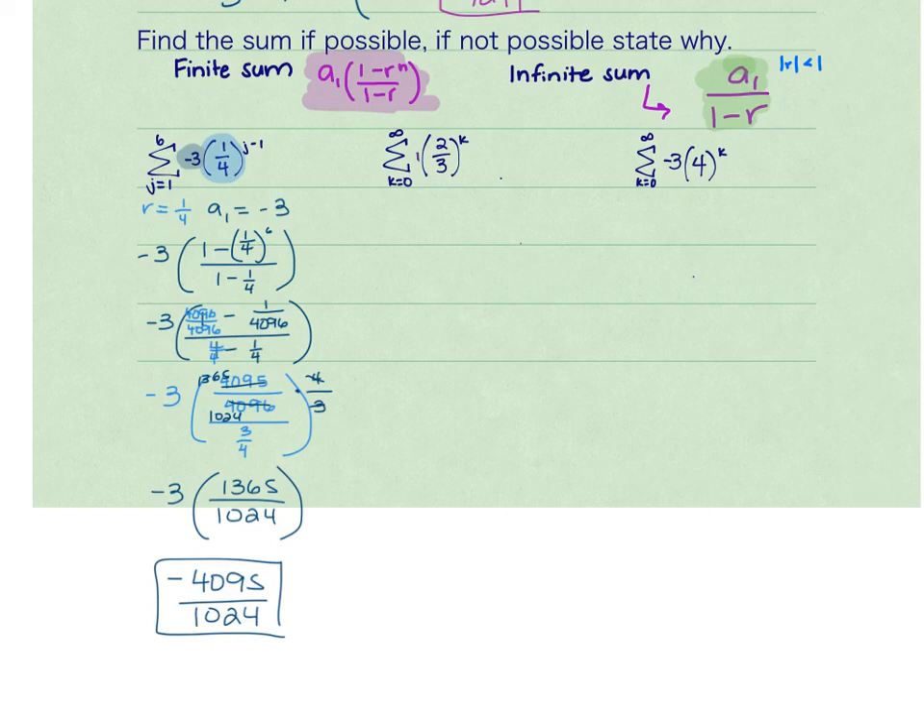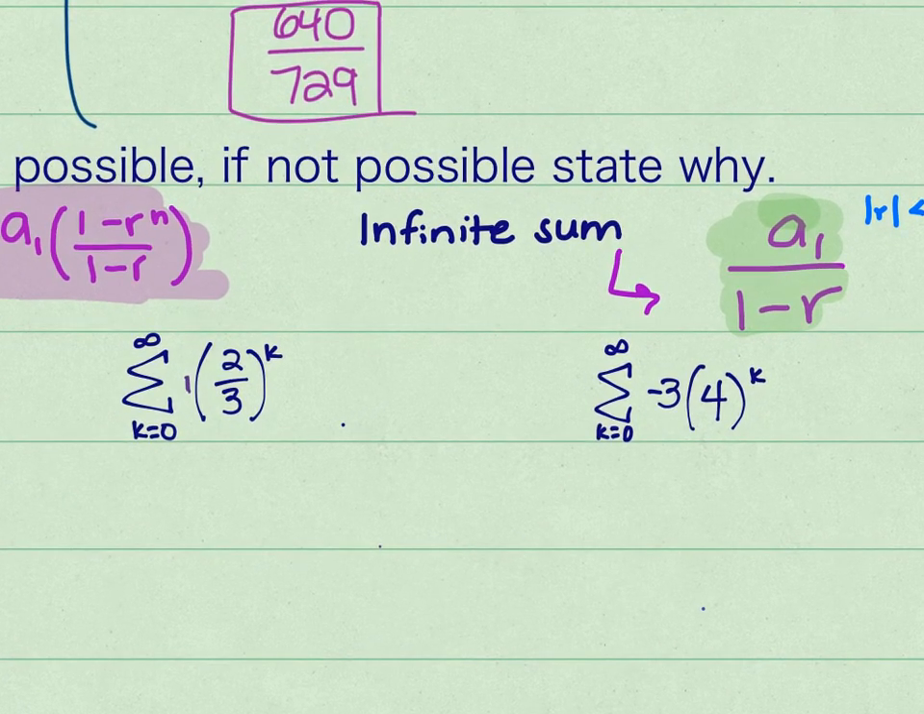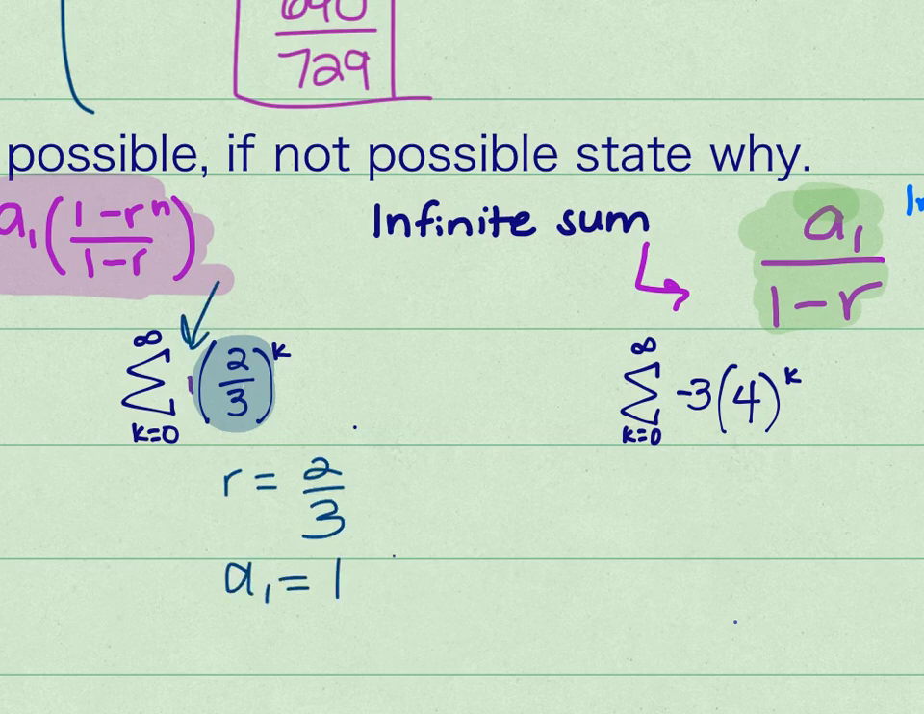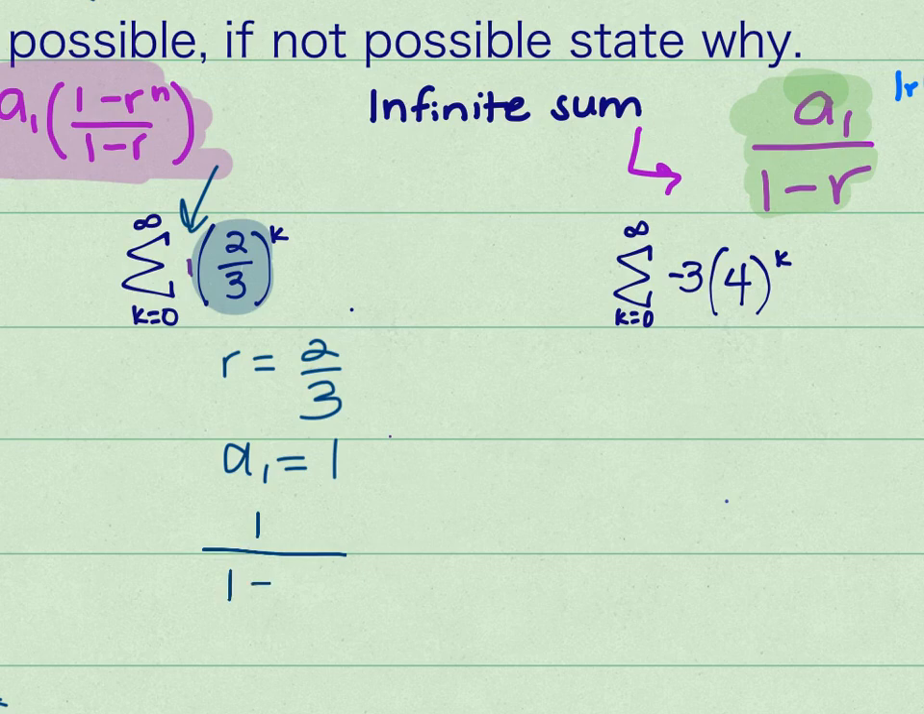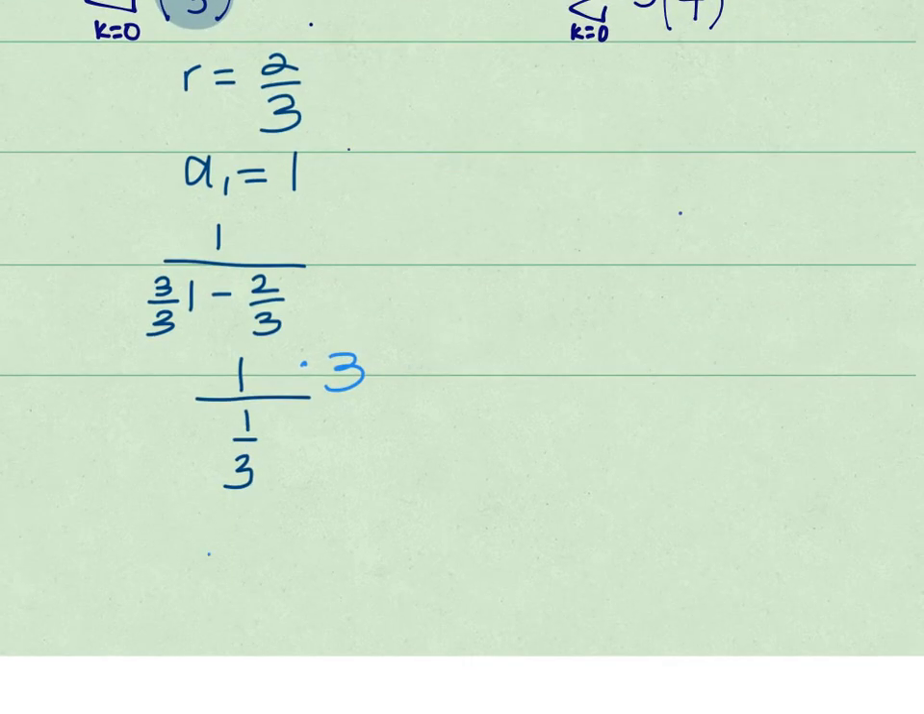Okay, then comes infinite sum. I know it's infinite because the number at the top has an infinity symbol. For these, it is a sub 1 over 1 minus r. Again, the r is the one that's being raised to the power. So the r in this case is 2/3. In order for this to work, the R has to be between 0 and 1. I ignore the sign. If that was a negative 2/3, it's fine. It has to fall between 0 and 1. So R is 2/3. Whatever's on the front of that is your A sub 1. In this case, it's 1. So I'd get 1 over 1 minus 2/3, or 3/3 minus 2/3, which is 1 over 1/3. Keep, change, flip. And it's 3.